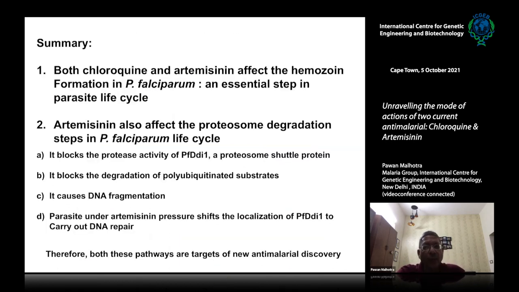So in summary, we have shown that both chloroquine and artemisinin affect hemoglobin degradation and hemozoin formation. Among these two molecules, the inhibitor is acting at both steps, hemoglobin degradation and hemozoin formation, while artemisinin is only blocking hemozoin formation, although it is a fast-acting drug. We are also able to show that these two inhibitors act on proteasome shuttle proteins. Artemisinin is mainly acting on PfDDI1, which is not only a proteasome shuttle protein but also a DNA damage repair protein. While chloroquine, we believe, and we are studying this further, is acting on the other two shuttle proteins.